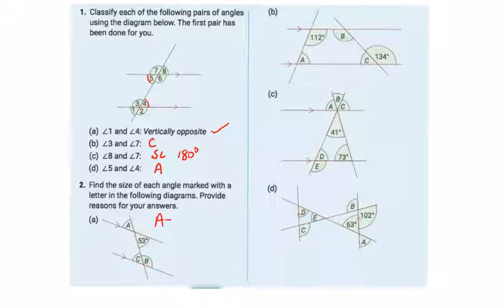The sides of the angle marked in the following diagrams. Well, you can see A is opposite 53. A is 53. C is alternate, so C is also 53. And B, the sum involved for B is 180 minus 53. So 130 minus 3 is 127.